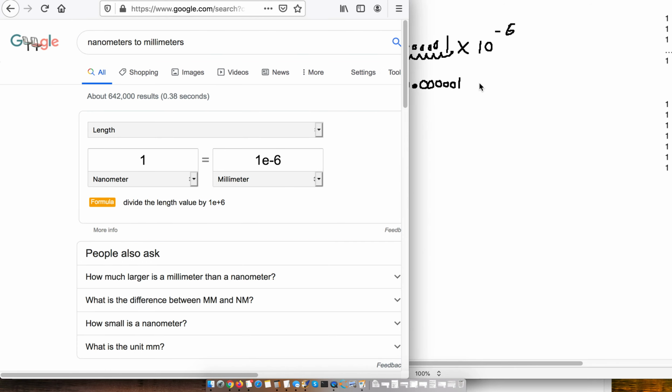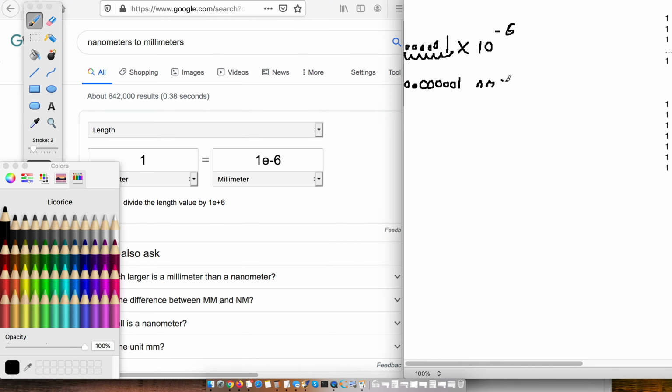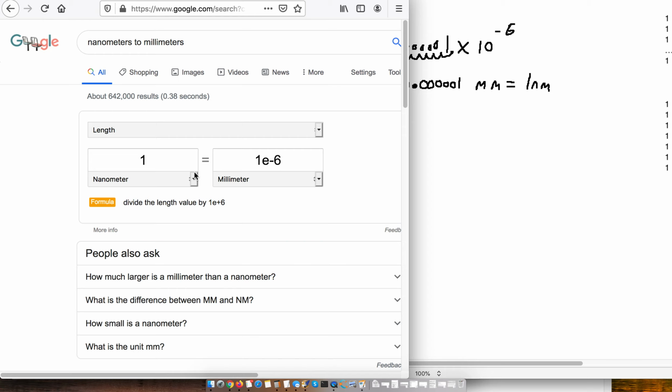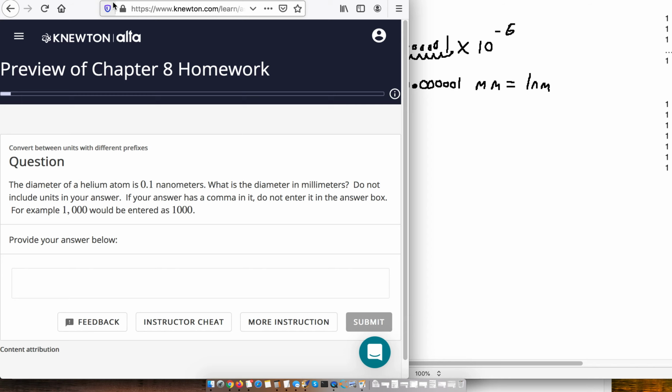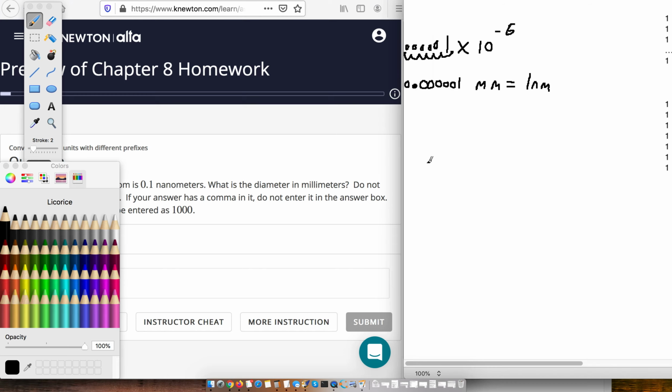Okay, so 1 nanometer is, oh, sorry, this is how many millimeters, 1 nanometer. So now we got a conversion factor, okay? 1 nanometer is 1 times 10 to the negative 6, or in other words, 0.000001 millimeters. Okay? So now we can make this conversion. Now they have 0.1 nanometers that we're supposed to convert.